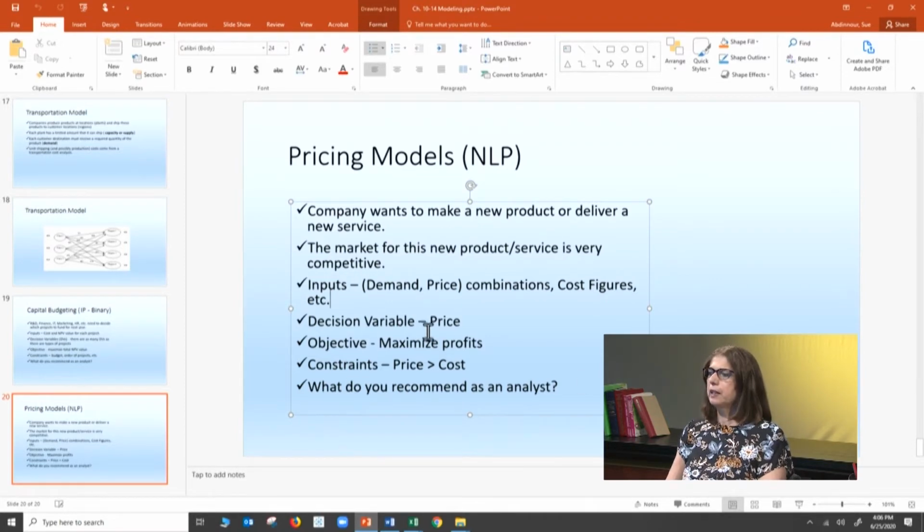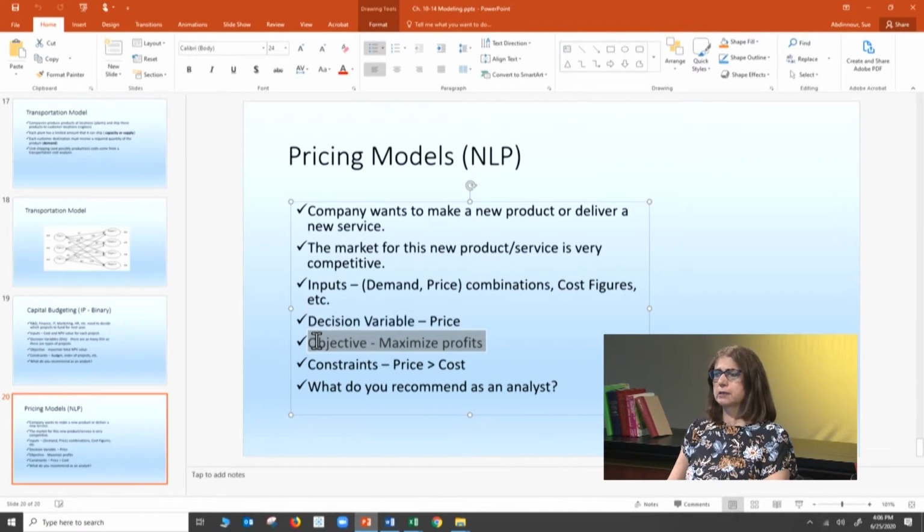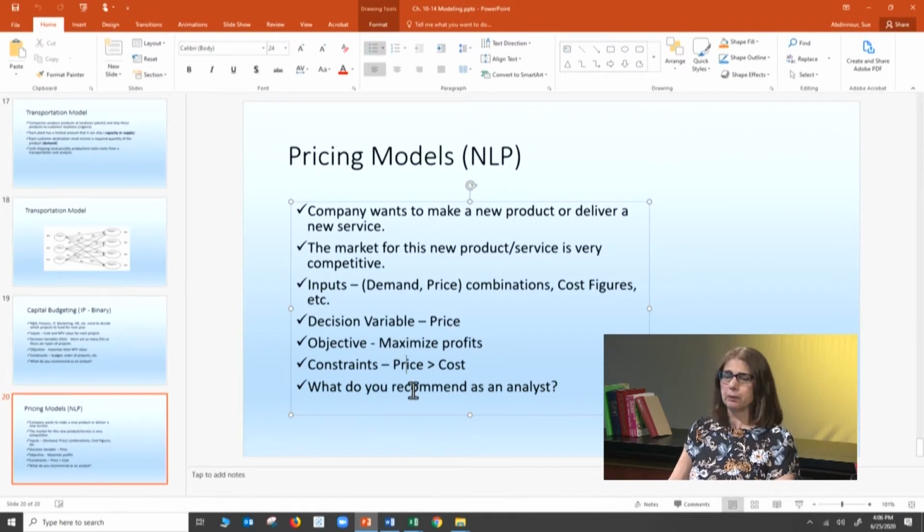So the decision variable, what I'm trying to decide, is the price. How much should I price this product for? The objective is maximizing the profits. And the constraint, we have a very simple constraint here. We want the price to be greater than the cost. We know how much it's going to cost us to make. We just want to make sure that the price tag we put on this is larger than the cost.